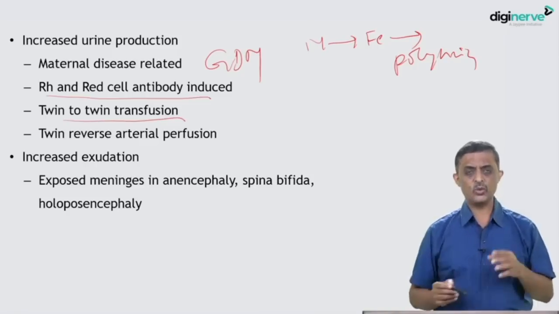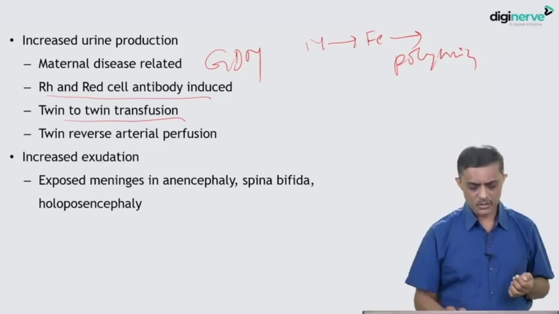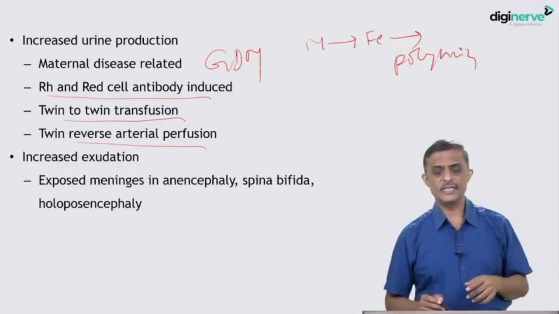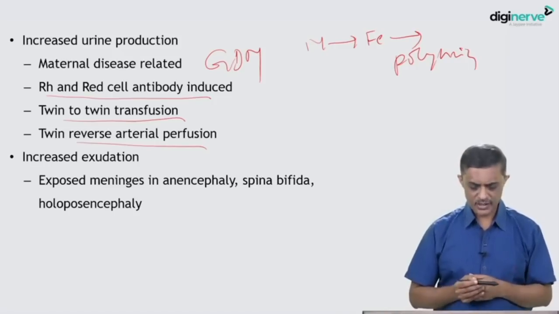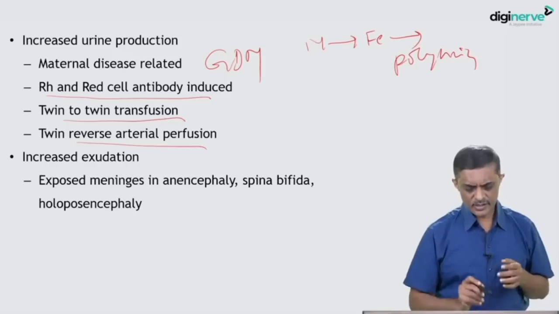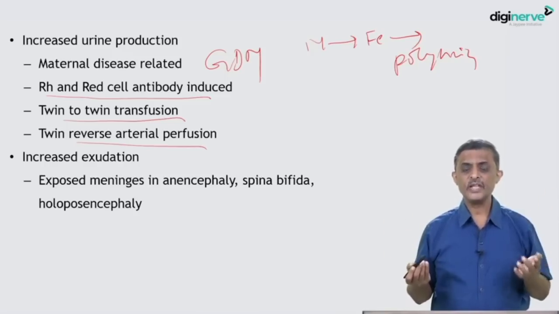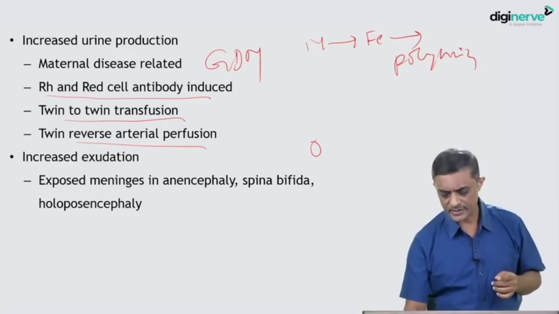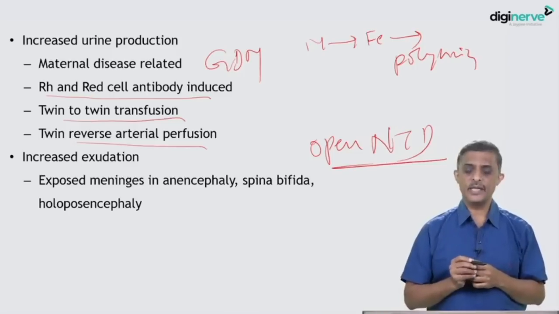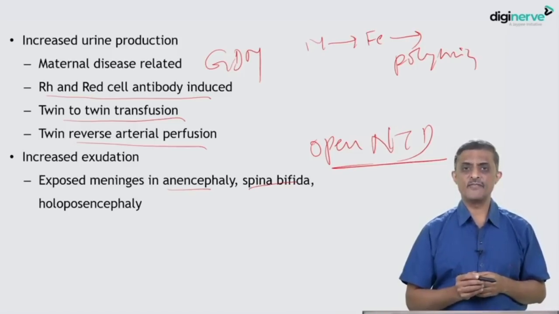Twin-to-twin transfusion syndrome, I told you, in one baby there could be polyhydramnios, in the other there could be oligohydramnios. Twin reverse arterial perfusion, very similar to TTTS, you can have this kind of polyhydramnios also. There is one more mechanism here. Whenever some of the membranes are exposed, especially the meningeal exposure in open neural tube defects, you expect polyhydramnios. Anencephaly, spina bifida, holoprosencephaly, right?